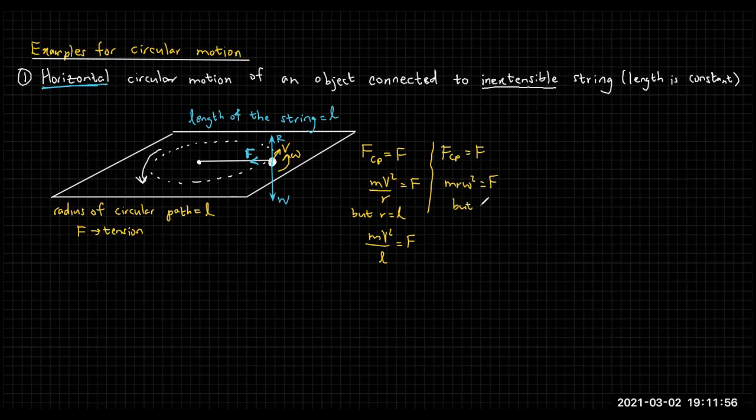But again, the radius of the circular path is the length of the string. So m l omega squared is equal to F. These are the two equations you can develop.